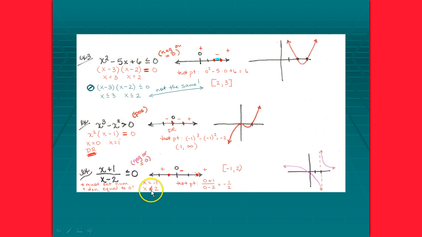We made ourselves a note here. I can't be equal to it. I don't care what this says. If I use 2, I'm going to get 0 in the denominator, and that's undefined. I cannot be equal to it. I can only use a parenthesis there.